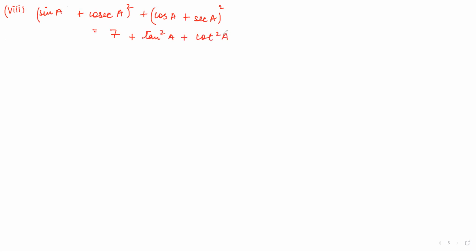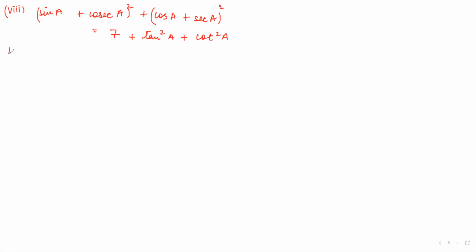Right. Next part. That is eighth, eight, one. Okay, now you have (sin A + cosec A) whole square plus (cos A + sec A) whole square. This you have to show to be equal to 7 plus tan square A plus cot square A, right?